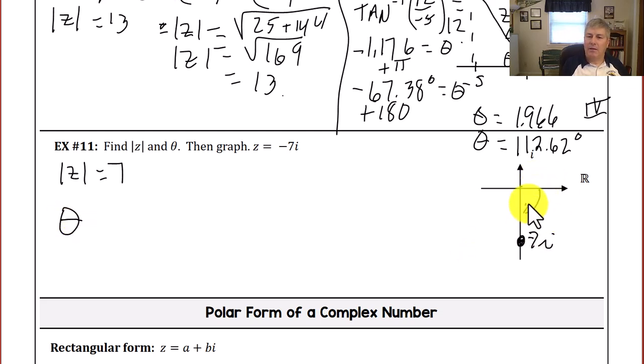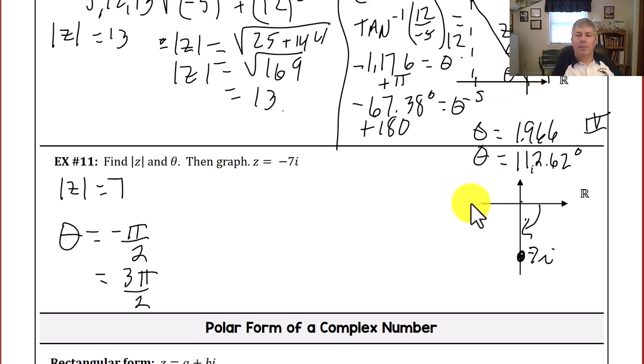And our theta, we can eyeball that as well. That theta is going to be -pi/2. You might also see that as 3pi/2, depending on the range that we're asked to find. But this theta is in our range for tangent.